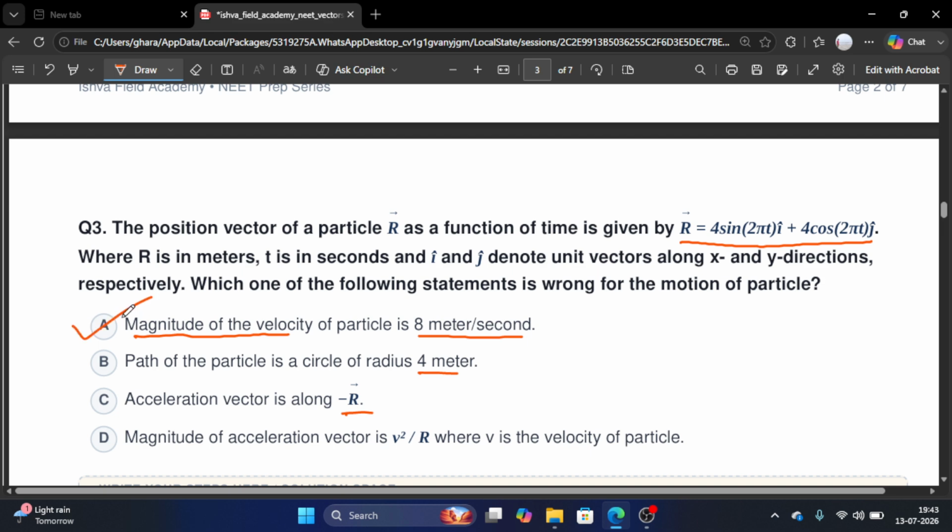And you check that the path of the particle is a circle of radius 4 meter, and the acceleration vector is along minus r. So the other options are all correct, and this one is the incorrect answer, so just you check it.